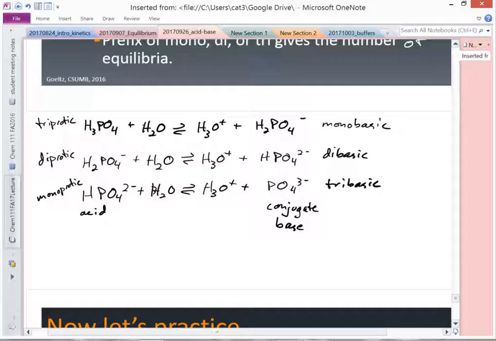You are concerned with how many protons it could give or how many protons it could take, and any one molecule could act as either. The ones in the middle, H2PO4 minus, that's monobasic, but it's also diprotic.